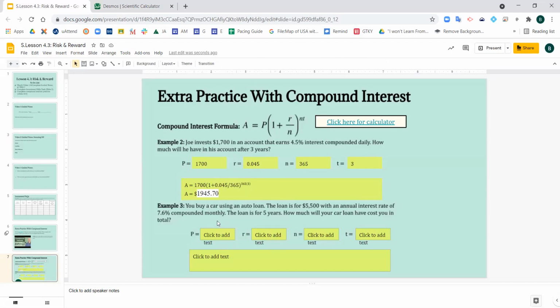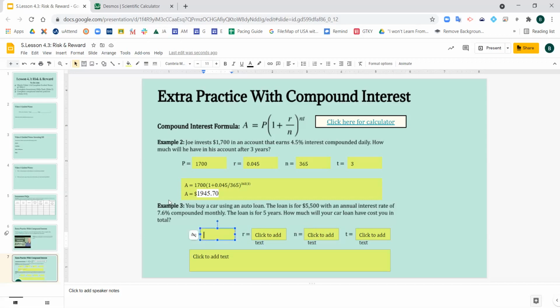It's pretty good. Our next example is you buy a car using an auto loan. The loan is for $5,500 with an annual interest rate of 7.6% compounded monthly. The loan is for 5 years, which is pretty standard for an auto loan. They usually do 60 months. How much will your car loan have cost you in total?